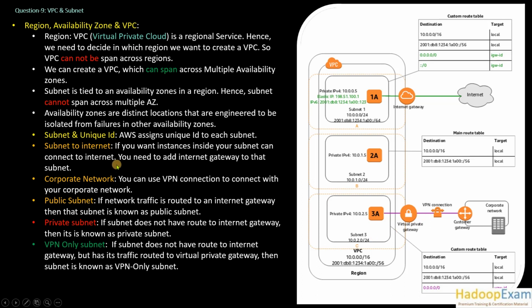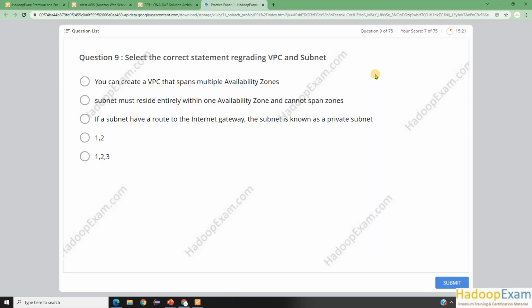A subnet is tied to an availability zone in a region, hence a subnet cannot span across multiple availability zones. Correct. That is the point you have to remember. But a VPC can span across availability zones. So now let's go to your options. You can create a VPC that spans multiple availability zones. So this is a correct answer.